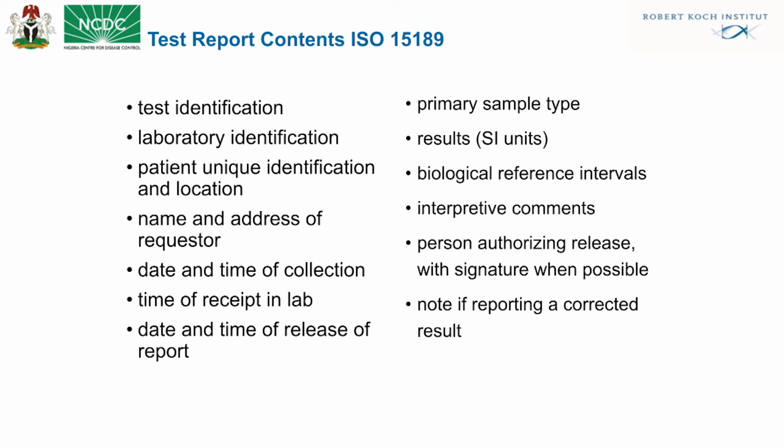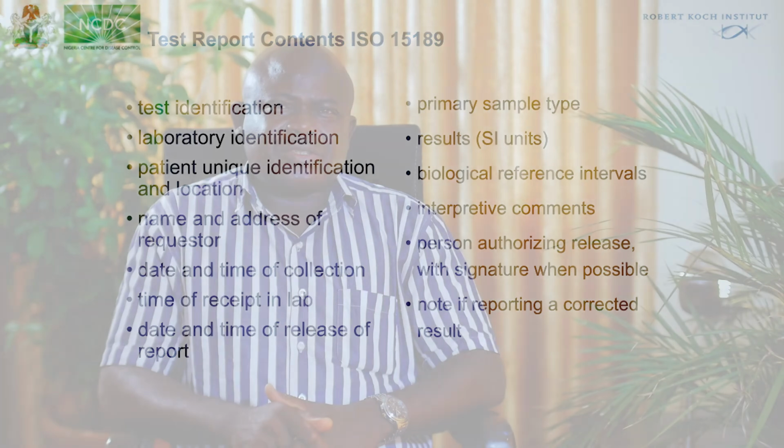The person authorizing the release with signature when possible. Note if reporting a corrected result. All these are supposed to be in our test report template. We should please take note of this when we are designing our test report content. All this needs to be on it.